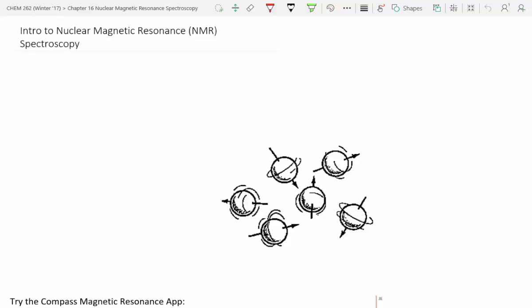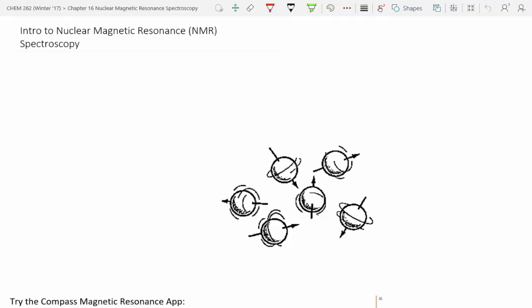So we're going to switch gears in a pretty serious way for Chapter 16. We're going to switch straight into spectroscopy, meaning no more reactions for the next week or so. NMR spectroscopy is my favorite spectroscopy, and arguably it's the most powerful form of spectroscopy you have in organic chemistry.